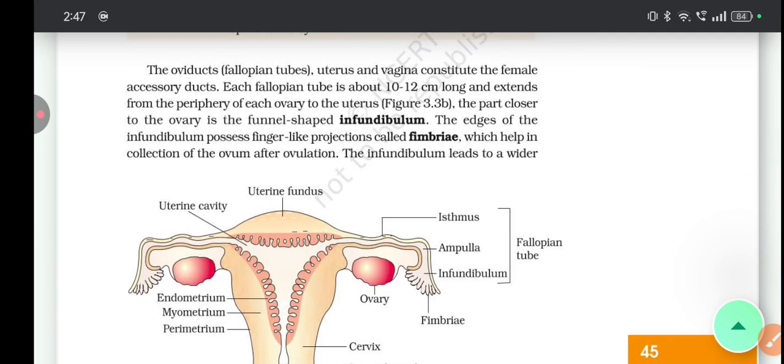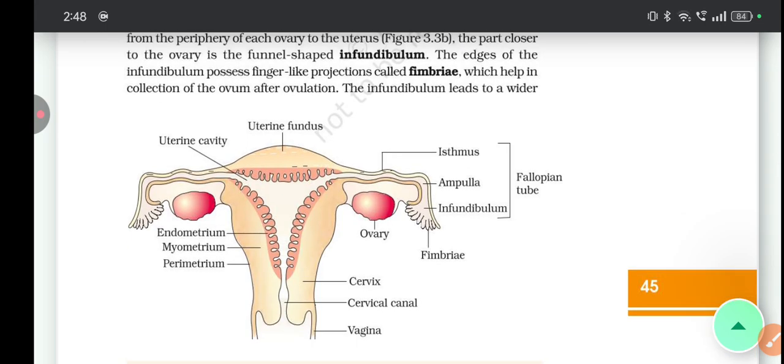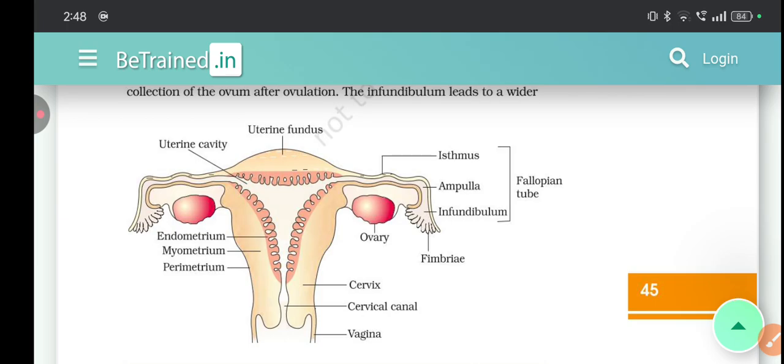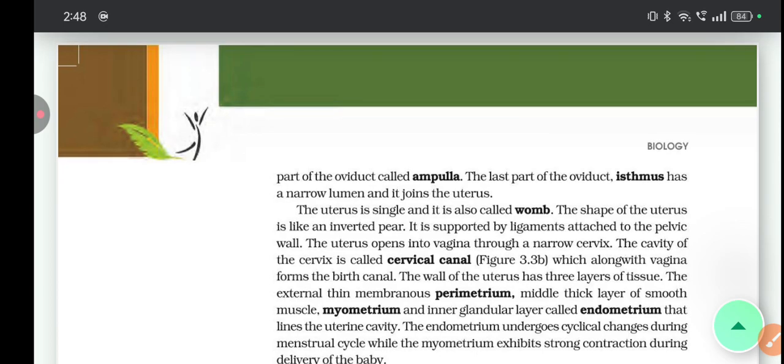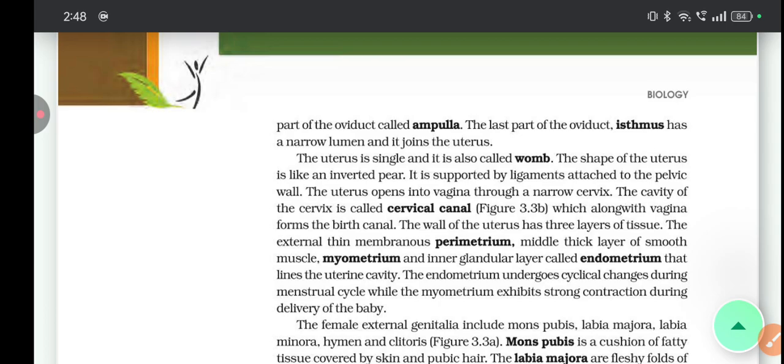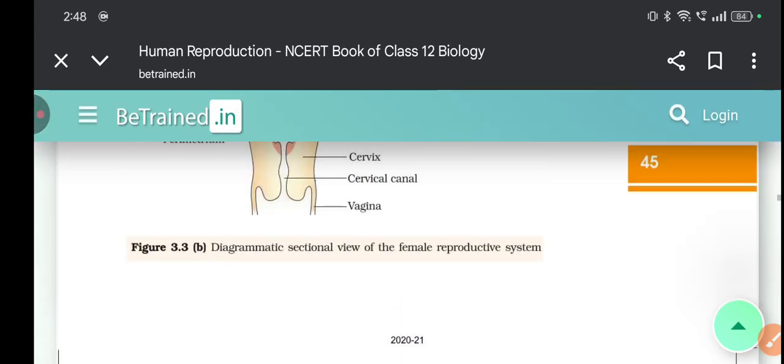The oviduct, that is the fallopian tube, uterus and the vagina constitute the female accessory duct. Each fallopian tube is about 10 to 12 cm long and extends from the periphery of the ovary to the uterus. The part closer to the ovary is the funnel-shaped infundibulum. The edges of the infundibulum possess finger-like projections known as fimbriae, which help in the collection of the ovum after ovulation. The infundibulum leads to a wider part of the oviduct called the ampulla. The last part of the oviduct, the isthmus, has a narrow lumen and joins the uterus.